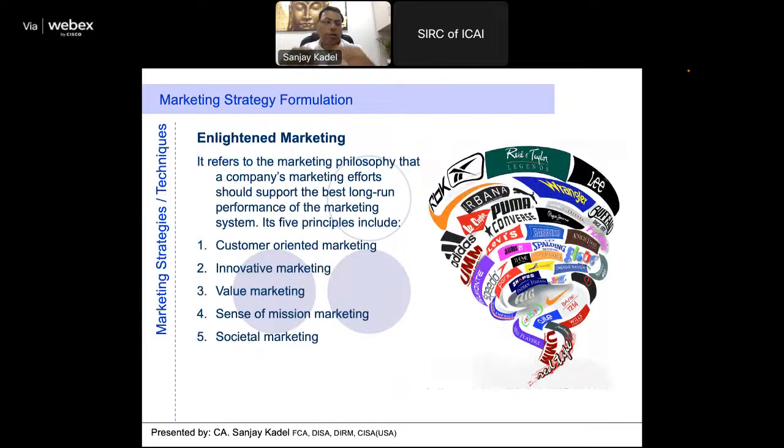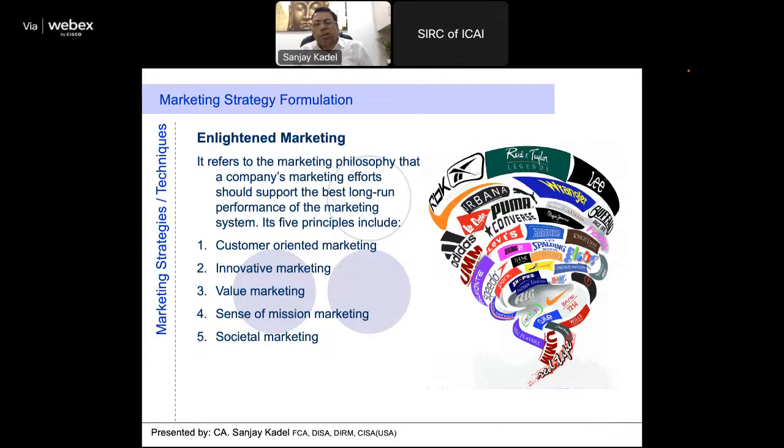Okay, this is very interesting. Enlightened marketing. Now, enlightened marketing means it is a marketing approach with some principles or some philosophies in mind. Now, what are these principles? If you follow these five principles, you are said to be following enlightened marketing. Let us see what that is.